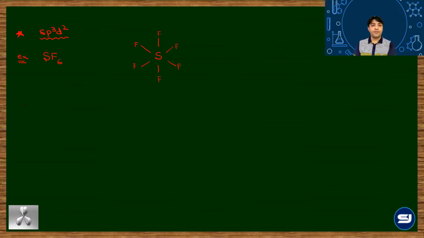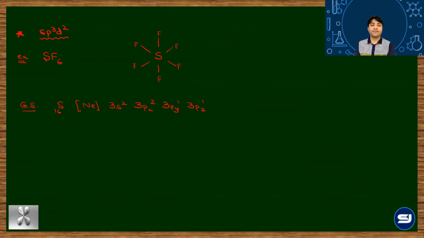So with the octahedral, to justify, I'll start with the ground state configuration of sulfur 16, which is neon, 3s2, 3p4. So it will enter as 3px2, 3py1, and 3pz1, right? Yes, sir. So again, is there a need for excitation? Yes, of course, because in the ground state only two half-filled orbitals are there.